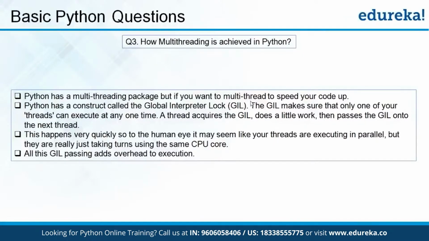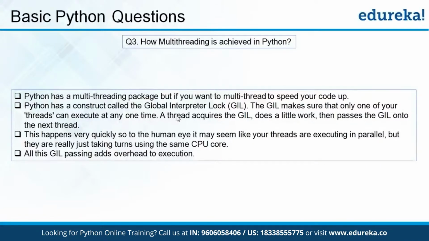This is a question which comes up. Typically when it comes to threading, the question is what is a GIL. The GIL is a global interpreter lock which makes sure that only one thread can execute at a certain point of time in Python. What happens is that the thread acquires the GIL, completes the work and moves on to the next thread. So if you're talking about multi-threading, this is what typically happens.